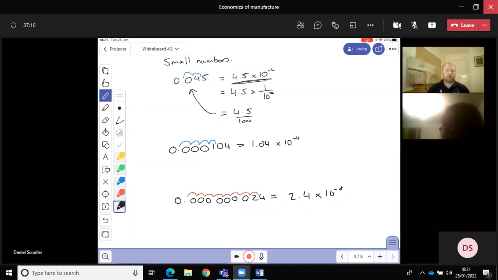Anyone having issues with that in their calculator? Saying the power for me is -7. You've not got enough decimals. You've not got enough zeros. Are you getting 0.24 times 10 to the -7? Okay. So if you type that into your calculator, yeah.